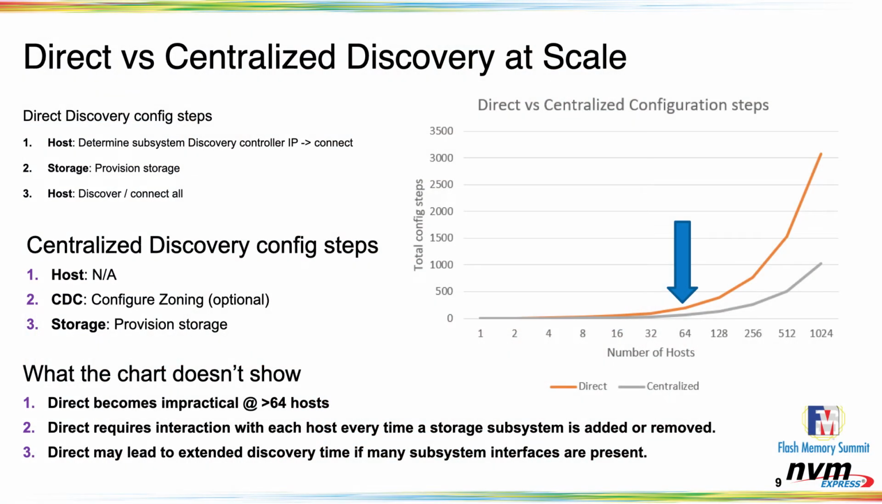So if we compare direct versus centralized discovery at scale, one of the things that you'll notice is that I've got the number of hosts on the x-axis, and what I'm plotting is the number of configuration steps for direct, which is the red line, and centralized, which is the gray line. And I think it's a judgment call, but I think basically direct discovery starts to get a little bit impractical around 64 hosts, although it's kind of hard just to base that on the chart. But some of the other things that the chart doesn't show that you need to take into consideration is that direct discovery requires interaction with each host every time a storage subsystem is added or removed, and so you've got to go to every host. It's what I call endpoint-centric, not network-centric discovery.